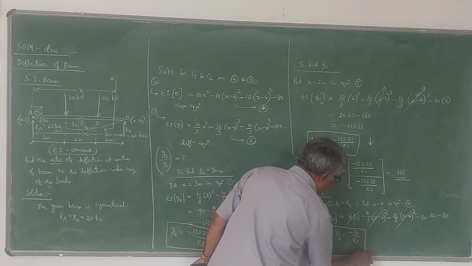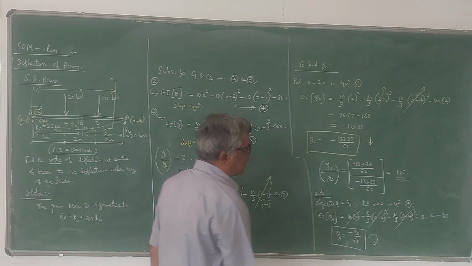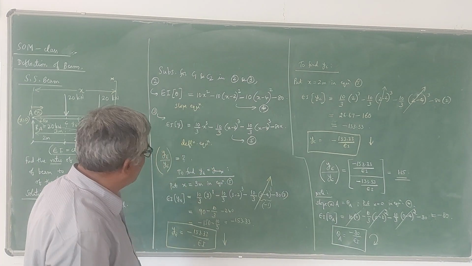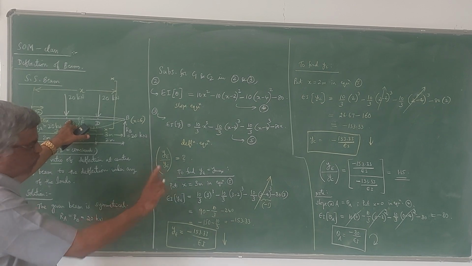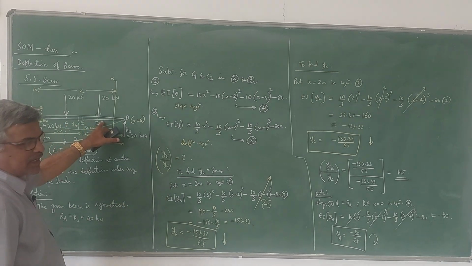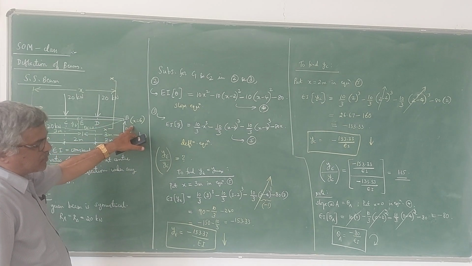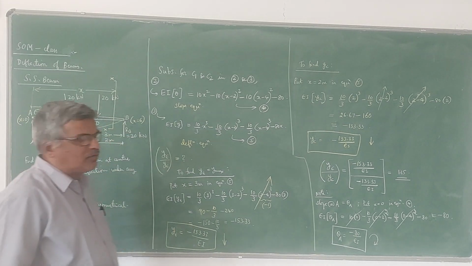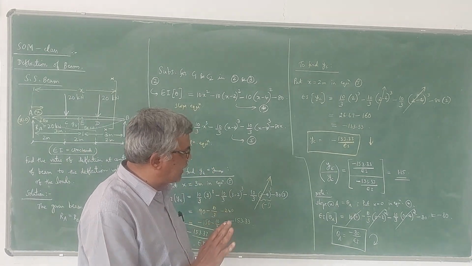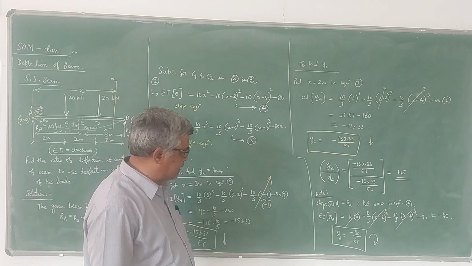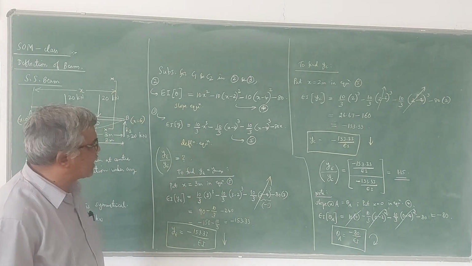Minus means it is clockwise rotation. If you get plus, it is anti-clockwise rotation. Similarly, if you want to find theta C, you have to put x is equal to 2. If you want to find theta D, x is equal to 4. If you want theta B, you have to put x is equal to 6. After putting the value of x, if the term becomes negative, that should be neglected and only the remaining terms should be considered. So this is how we can find out the slope and deflection by Macaulay's method.